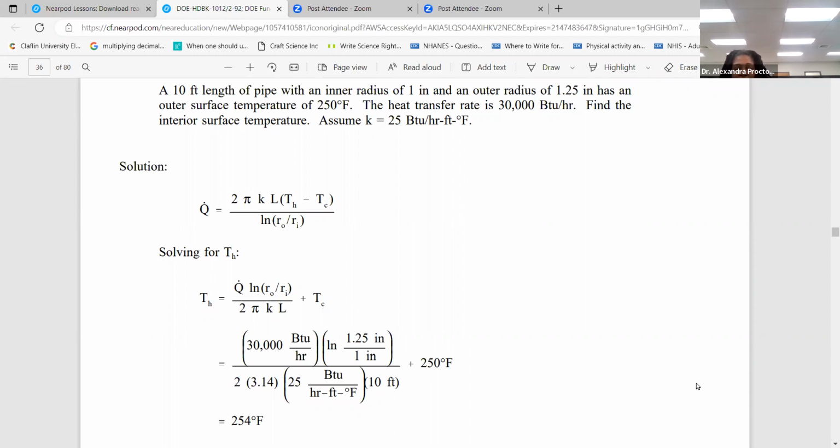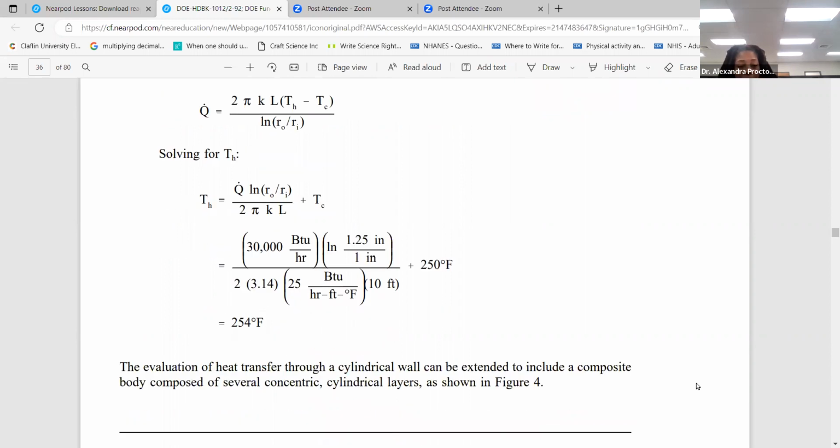30,000 BTU per hour times the natural log of 1.25 inches over 1 inch divided by 2 times pi, which is 3.14, times 25 BTU per hour foot degree Fahrenheit times 10 feet gives you a TH of 254 degrees Fahrenheit.